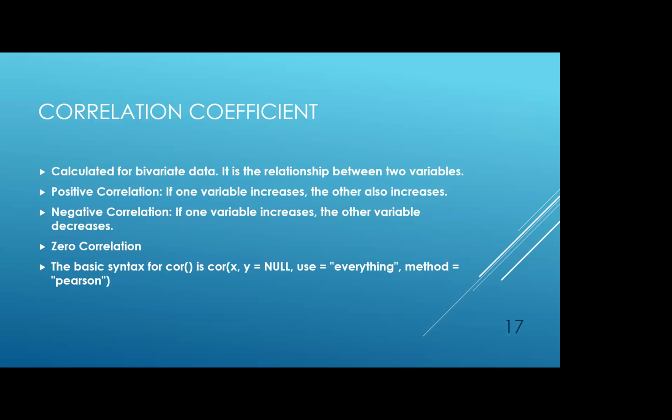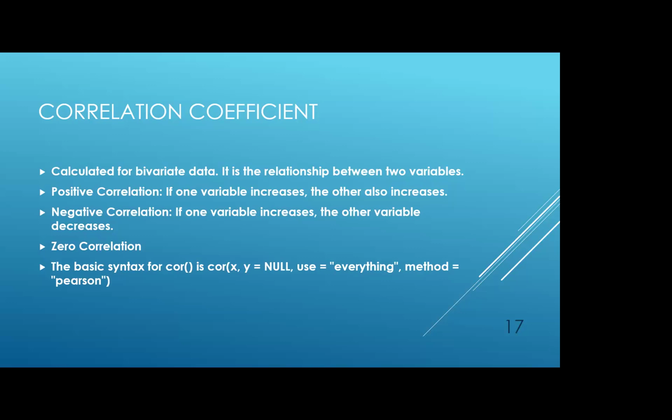Use everything means that if some data is missing, even that missing data will be used. If you do not say use everything, there are some other options also, and then it will ignore missing data. Say for example, the age information is there but the height information is missing. When calculating the correlation coefficient, it will use that missing value also, because it uses everything.